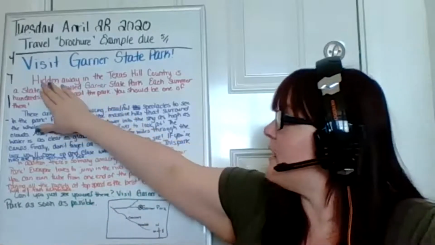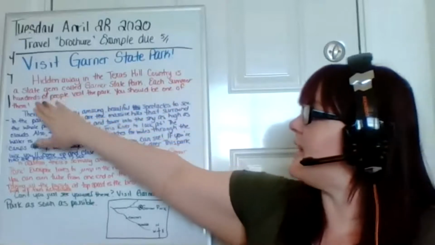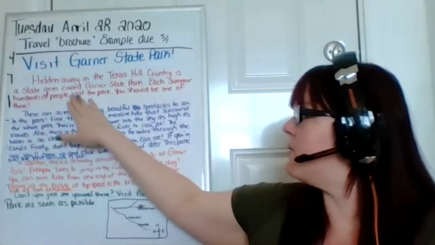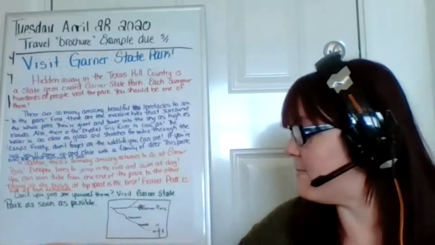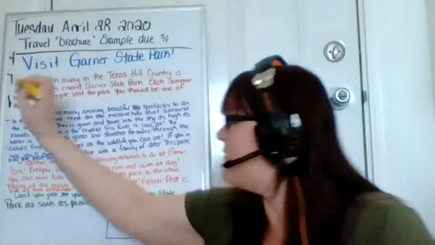So it says, in my introduction, hidden away in the Texas Hill Country is a state gem called Garner State Park. Each summer, hundreds of people visit the park. You should be one of them. Boys and girls, that's my central idea statement right here. You should be one of them.